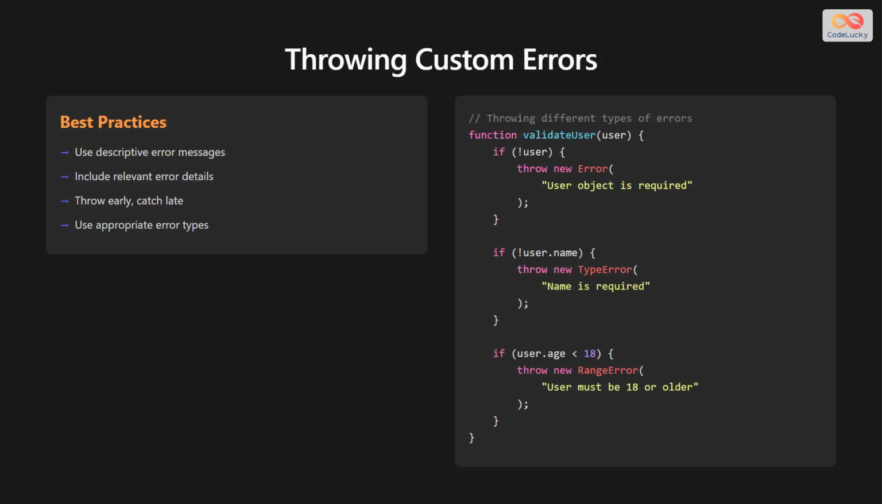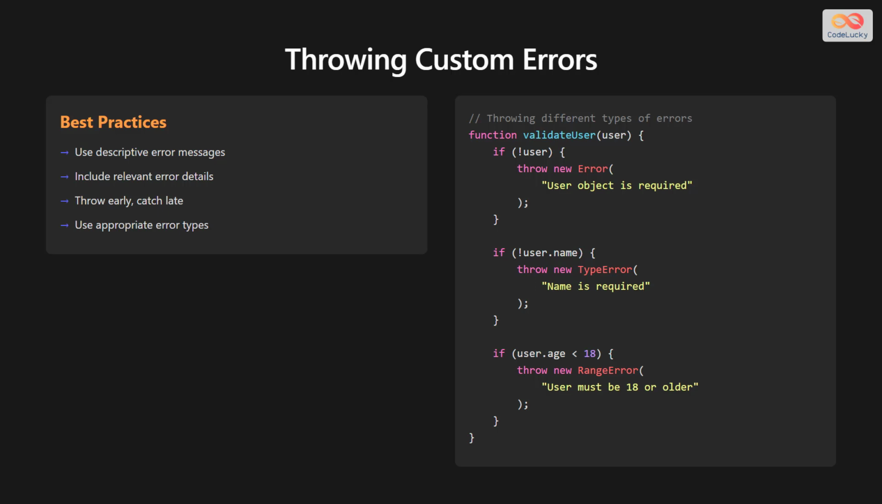You can also create and throw your own custom errors in JavaScript. This is really useful for adding details and context to the errors that might happen in your code. When throwing errors, use descriptive messages that explain clearly what went wrong. Include details that can help in debugging, like where the error occurred, and what inputs caused the issue.